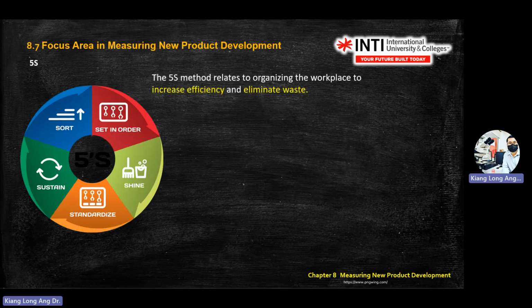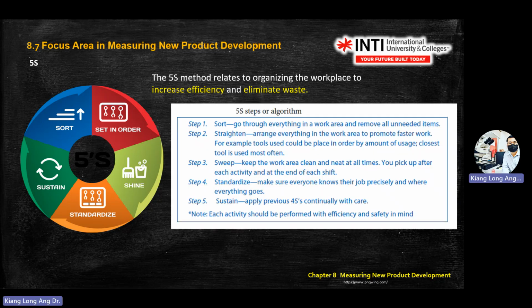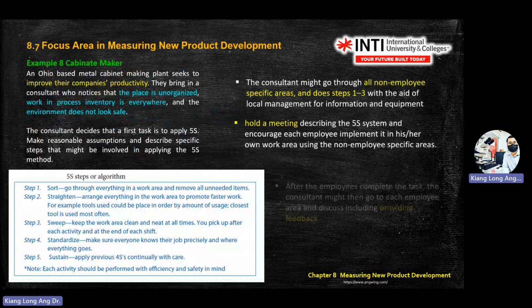5S I also need to highlight, because when you go to work, 5S is also in the quality system. Especially in Japanese companies: Sort, Set in order, Shine. Shine means clean your desk, clean your environment. Standardize means there is a checklist for everything you do. Sustain means continue to do it if the quality is acceptable. The 5S objective is to improve efficiency and eliminate waste. The rest you read.